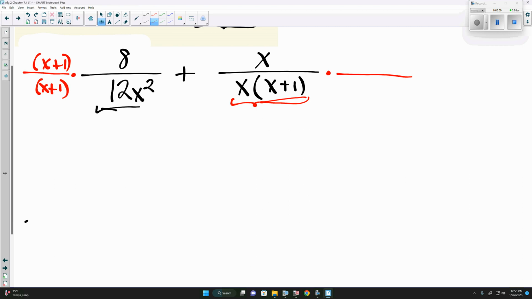What does the one on the right have that the one on the left doesn't? So 12. So we're going to multiply top and bottom by 12. Is there anything else? 12x, because the one on the right has x squared, the one on the left just has x. So we'll also need an x on top and bottom. So the one on the right, we're multiplying by 12x over 12x. The one on the left, we're multiplying by x plus 1 over x plus 1.